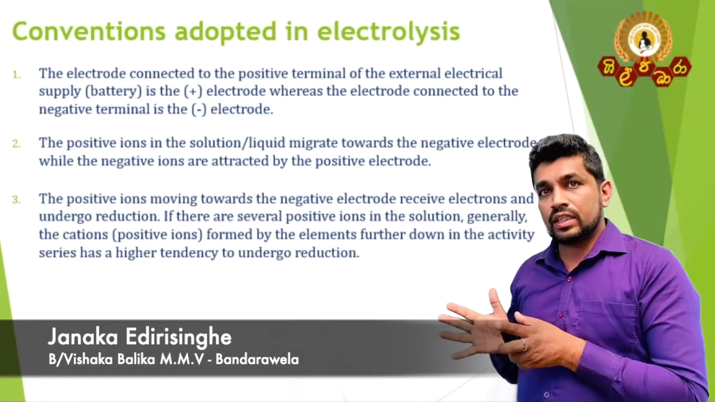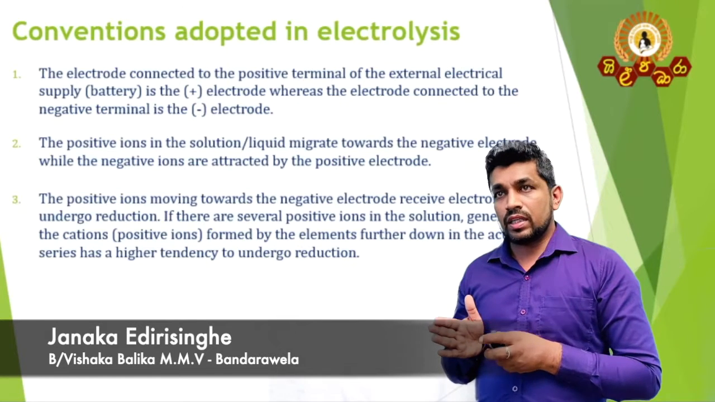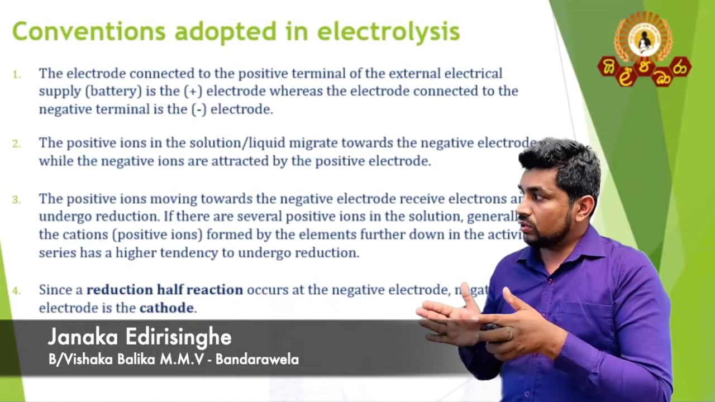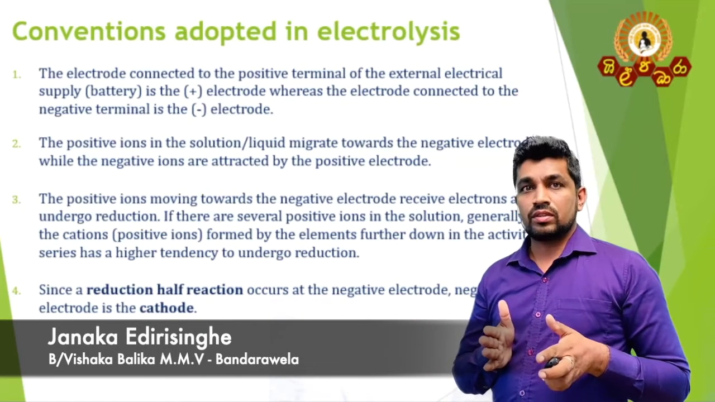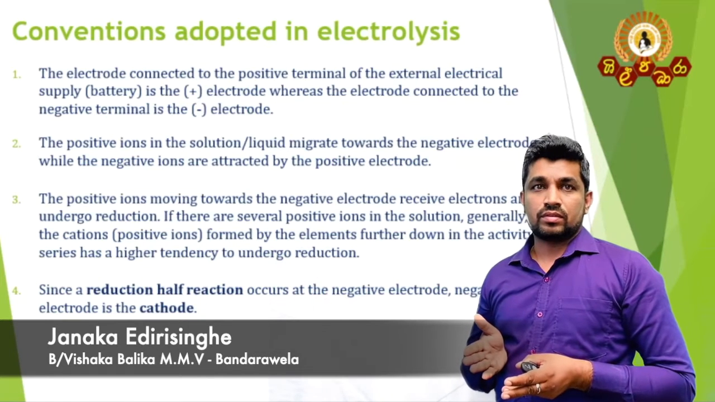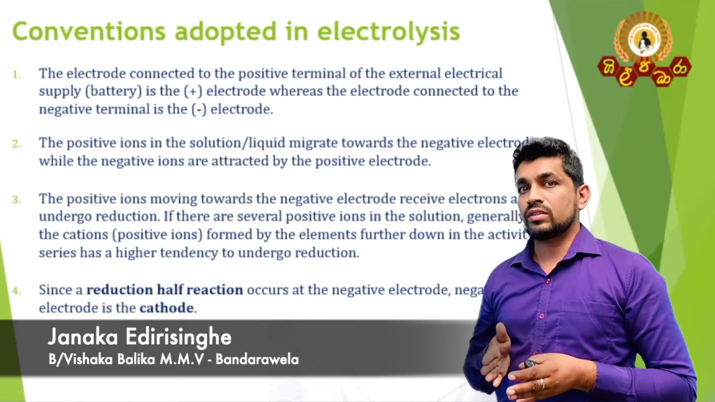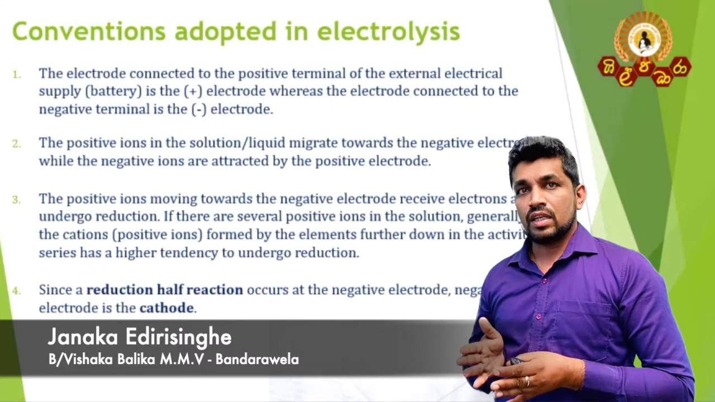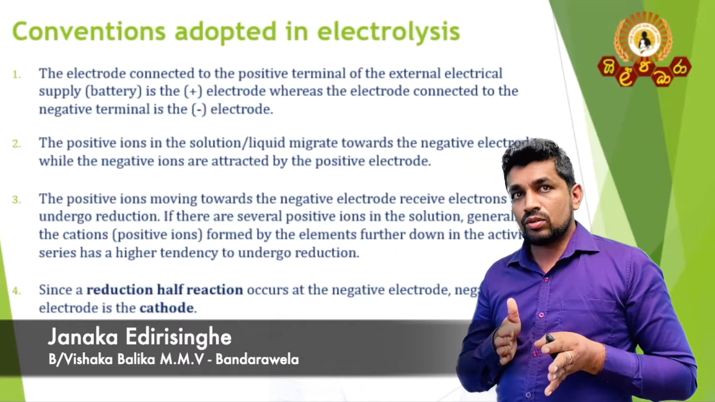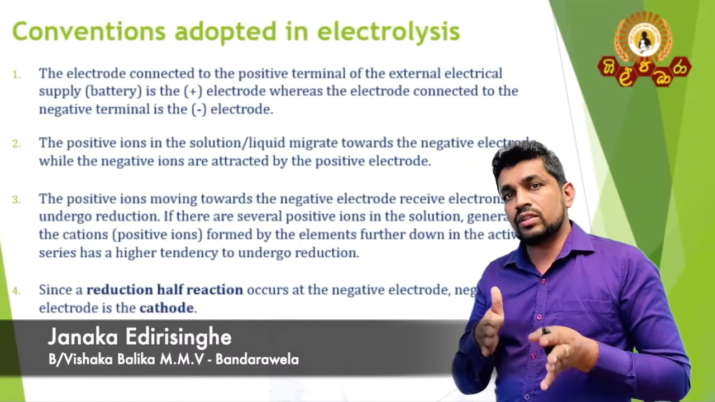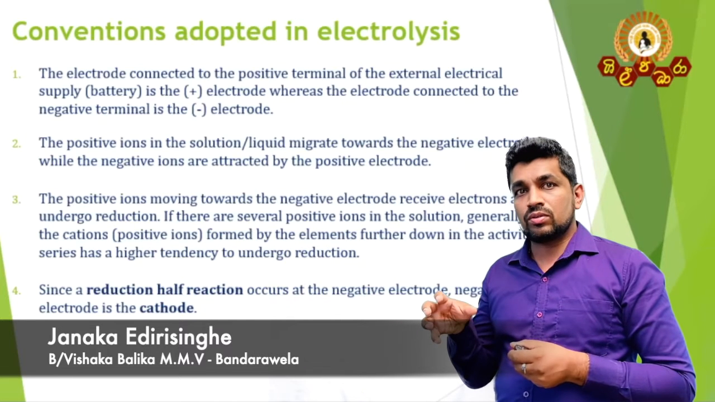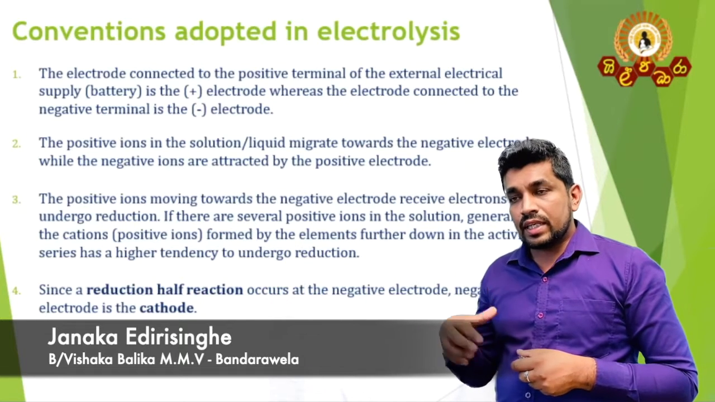In the same manner, the negative ions reach the positive electrode and release some electrons. That is what we call oxidation, right? As I told you earlier, when the positive ions reach the negative electrode and receive electrons, that is what we know as the reduction process.